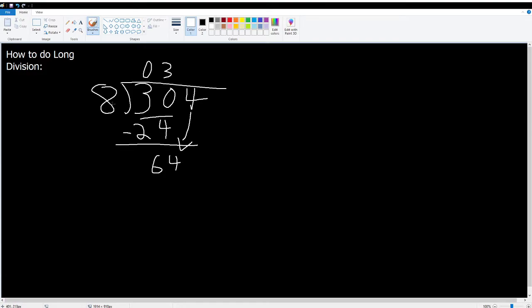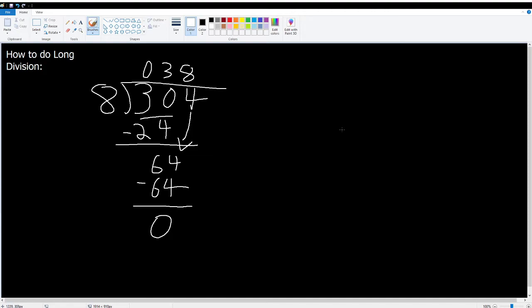And you ask yourself, how many times does 8 go into 64? Well, 8 times, because 8 times 8 is 64. So you subtract the digit you got for the quotient multiplied by the divisor. 64 minus 64 is 0. Once you get 0 for the difference, you can essentially stop because we're at the last digit already, and that means there's no remainder. 8 goes into 304 perfectly fine, and it goes into it 38 times.